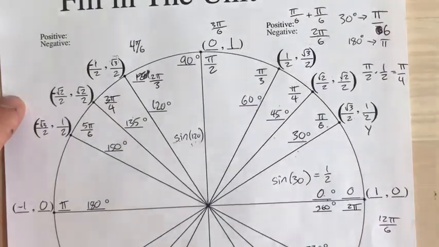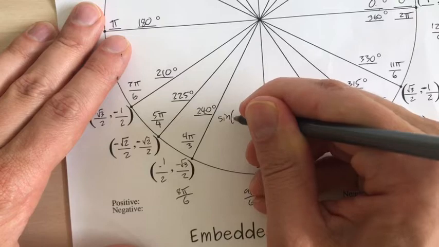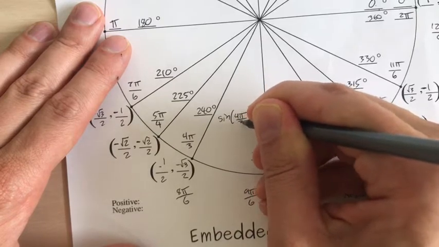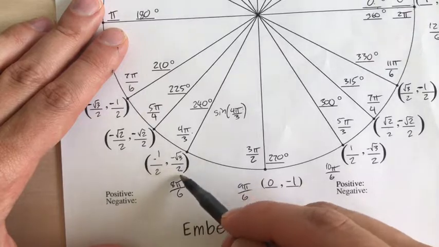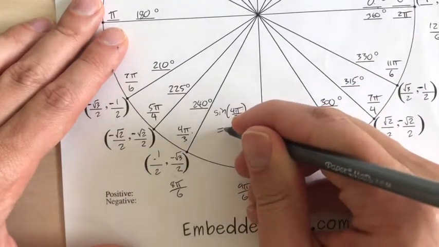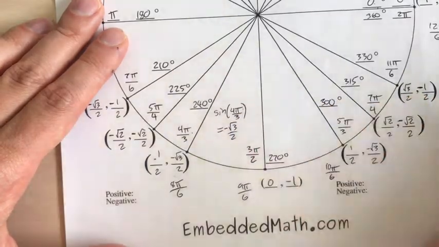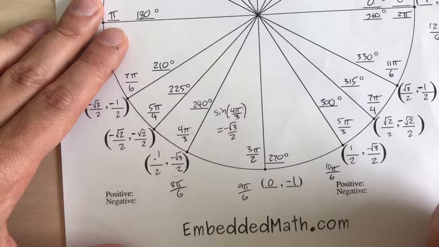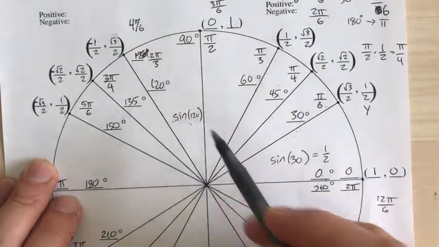I could do this for radians as well. So for instance, if I wanted to know what is the sine of 4 pi over 3, I would just look at 4 pi over 3, the y value associated with that, and be assured that negative square root of 3 over 2 is in fact what sine of 4 pi over 3 is, right? So it can do both radians and it can do both degrees.